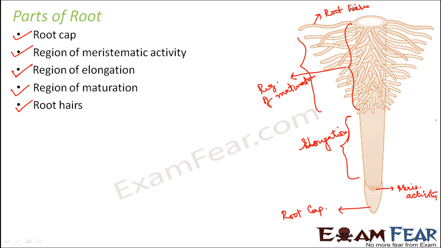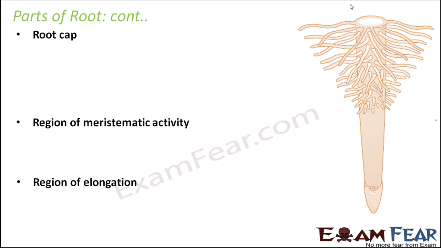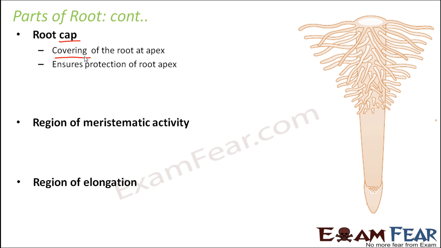Now as we go ahead, we will talk about each of these parts in detail. We will look at the purpose of each of these parts. So let us start our discussion with the root cap. It is the covering of the root at the apex. It is very simple to remember. Whenever you use the word cap, it is generally used to cover something. So it is the covering of the root at its tip. Talking about its shape, it is conical in shape. If you look at it, it looks like a cone, right? So it is a conical shaped structure.